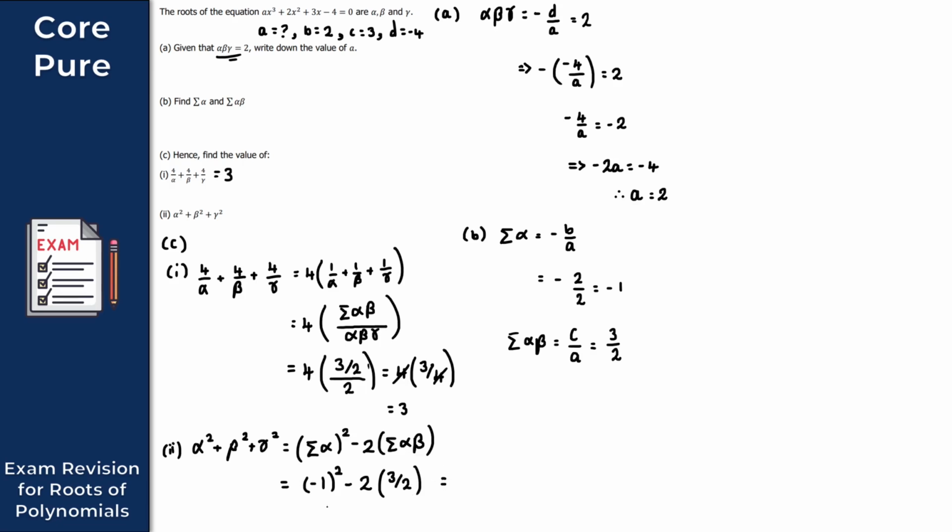If we evaluate this, minus 1 squared is 1. The 2's here will just cancel. So what I get is 1 minus 3, which simplifies to give us minus 2. In that case, the value of alpha squared plus beta squared plus gamma squared is equal to minus 2. And there we have it. So hopefully nice and straightforward, just to get us started. That gives us the solution to question 1.